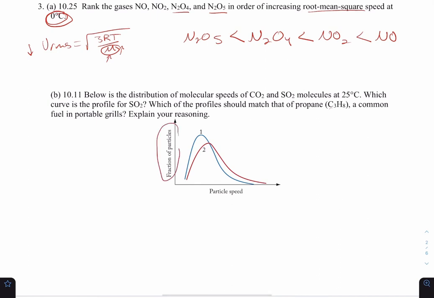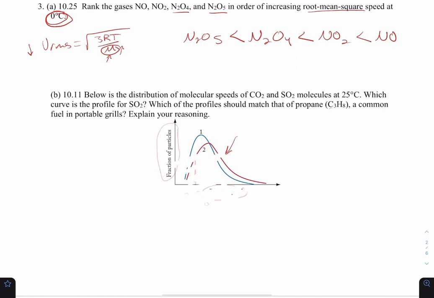So the fraction of the particles is right here on the axis. Basically, however high this is, that's how many particles have this particular speed, right? So let's say, I don't know, this is like 2 times 10 to the 5th meters per second here. That means there are a certain number of particles here that have that speed. Okay, so that's how we should read this graph.